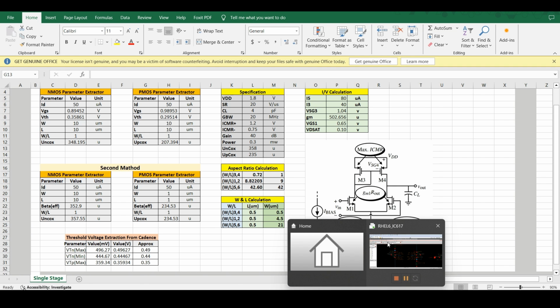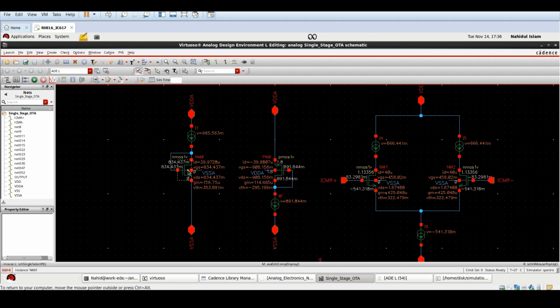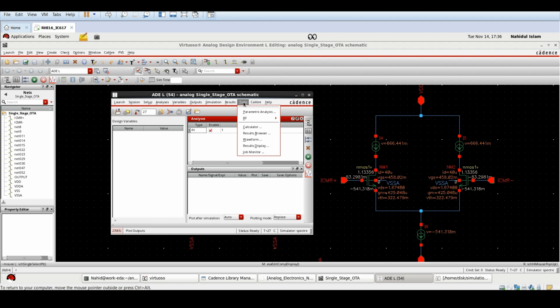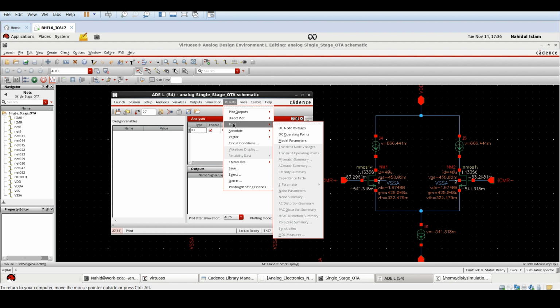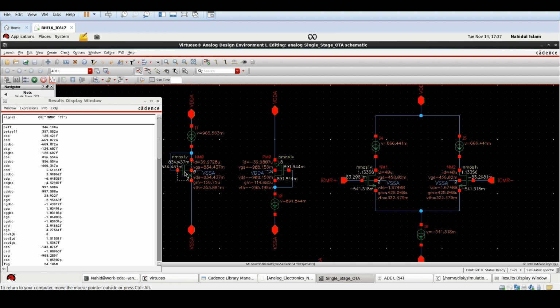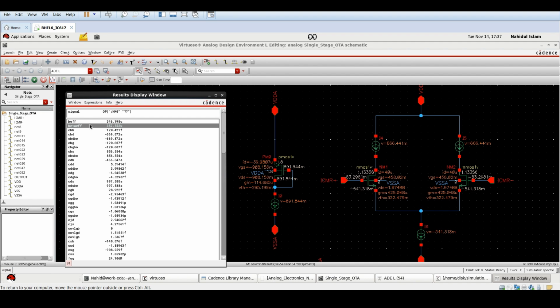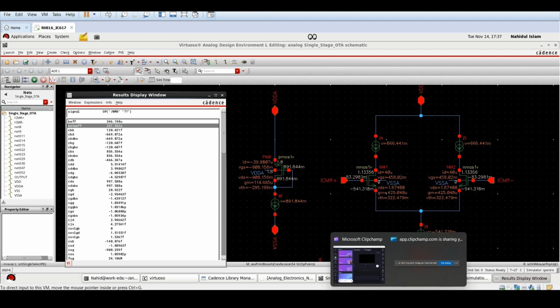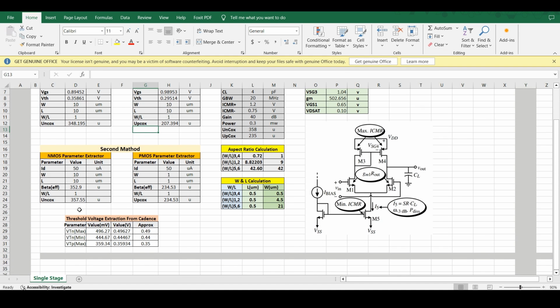How to know the beta effective from Cadence? After running the DC analysis, you have to go to results and print the DC operating point, then click the NMOS. You can see here is the beta effective, which is basically 357.55. So here I put the value 357.55, and the W by L is 1. If I divide this value by 1, then here I get the mu n Cox.